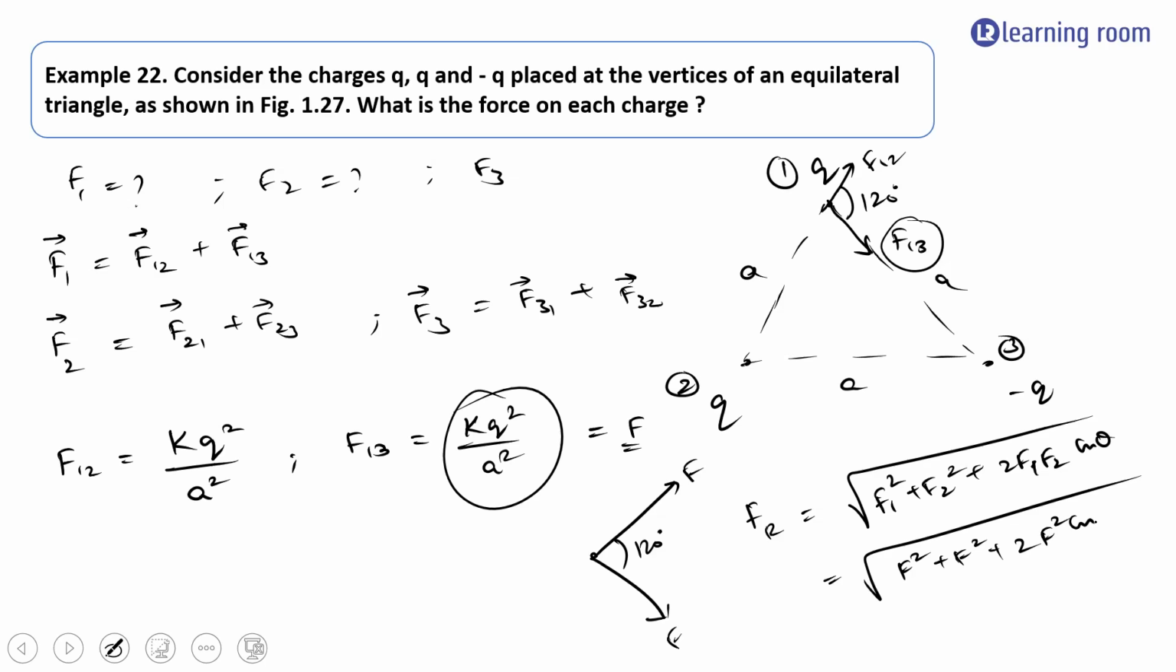120 degrees. So this will be equal to root of 2F square plus 2F square into cos 120, which is minus half, so they'll get cancelled. So what will be the answer? The answer will be F, because 2F square minus F square is F square, and the square root of F square is F.